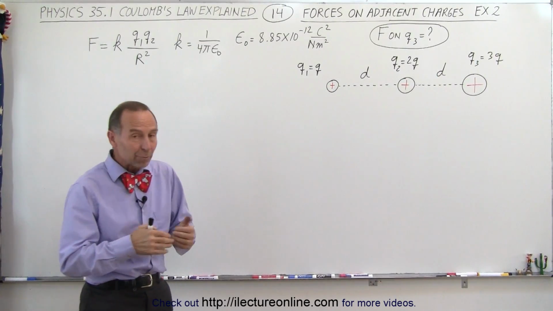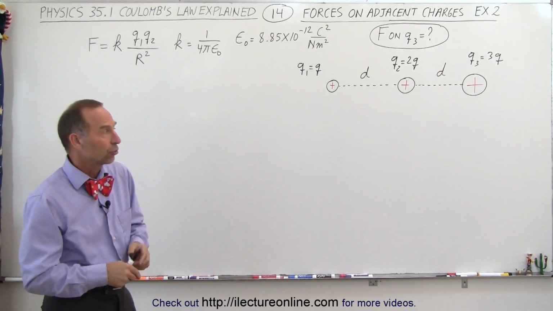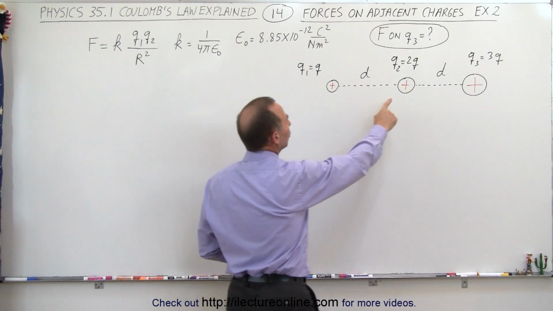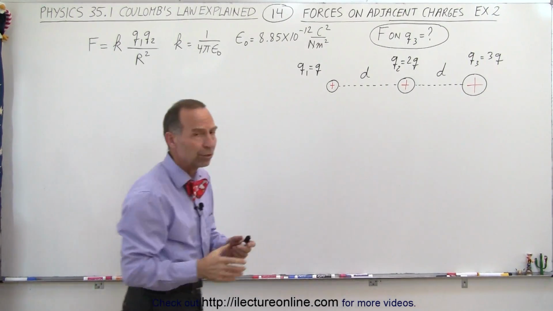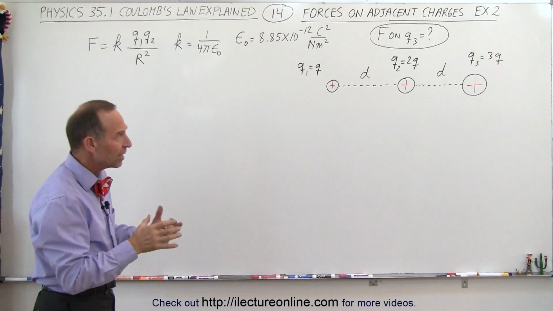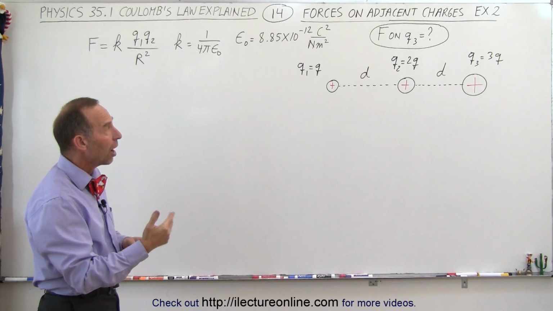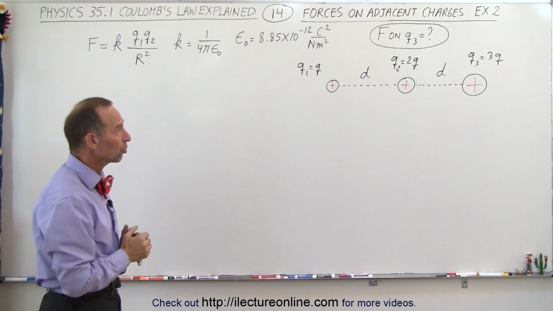Here we have a little bit more complicated example. Instead of just two charges, we now have three charges, and they're not all of equal size. Q1 is equal to Q, Q2 has a charge of 2Q, and Q3 has a charge of 3Q. The charges are a distance d apart from one another, and now we're asking to find the force on the third charge Q3 due to the presence of the other two charges.